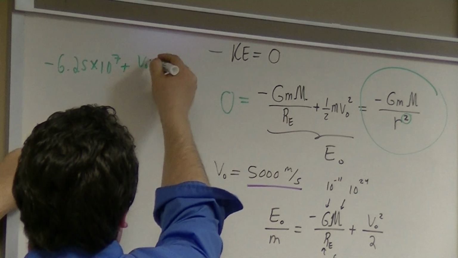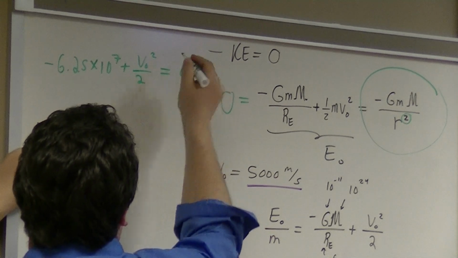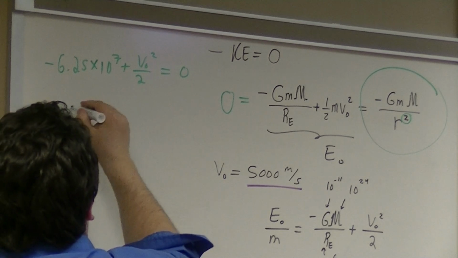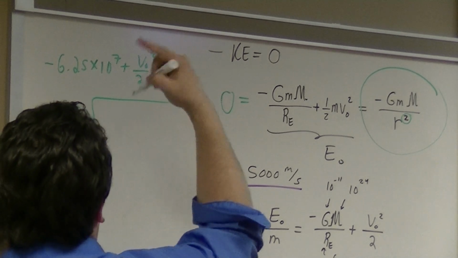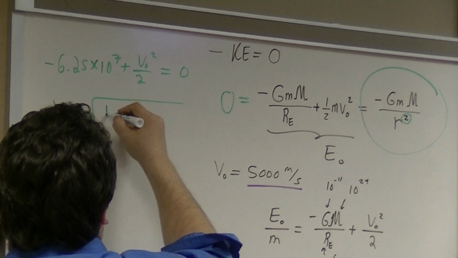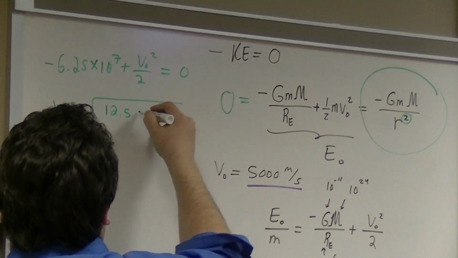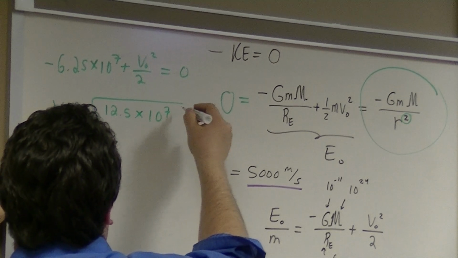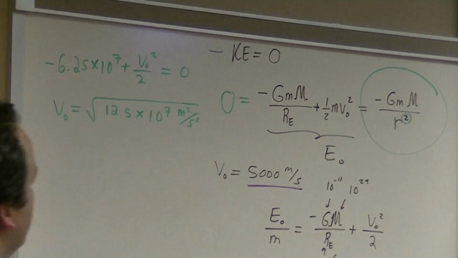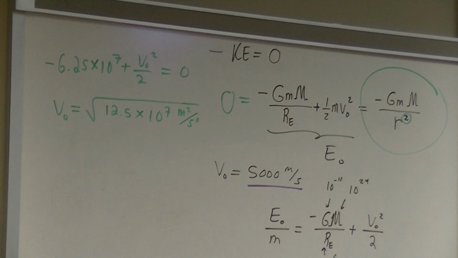Plus v naught squared divided by 2 equals 0, right? So that gives us v naught equal to the square root, and since we're looking for positive upward, we go with the minus. So we have what? You can do it right there. Yeah, 12.5 times 10 to the 7th, right? I mean, the minus would correspond to the fact that you could just throw it the other way.